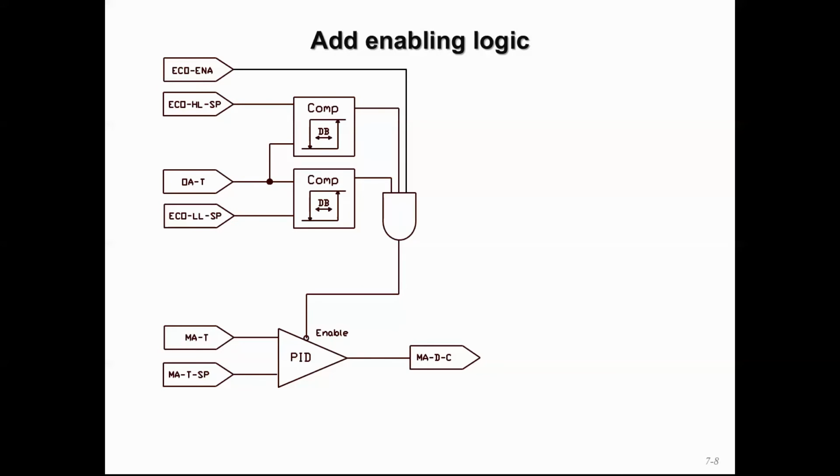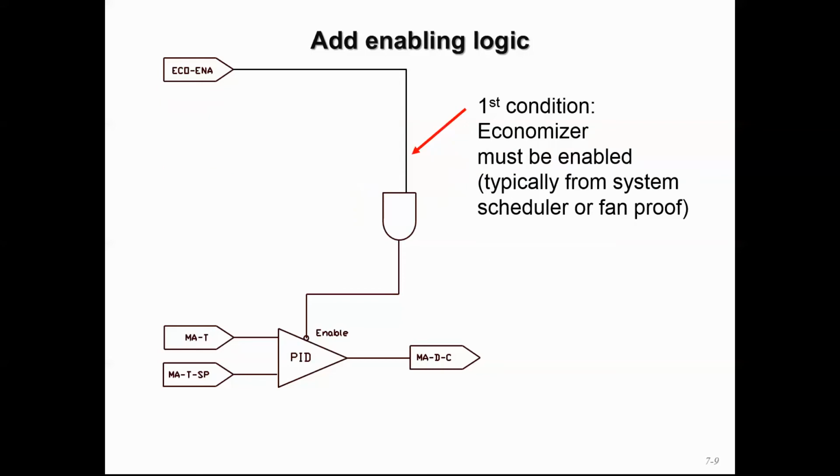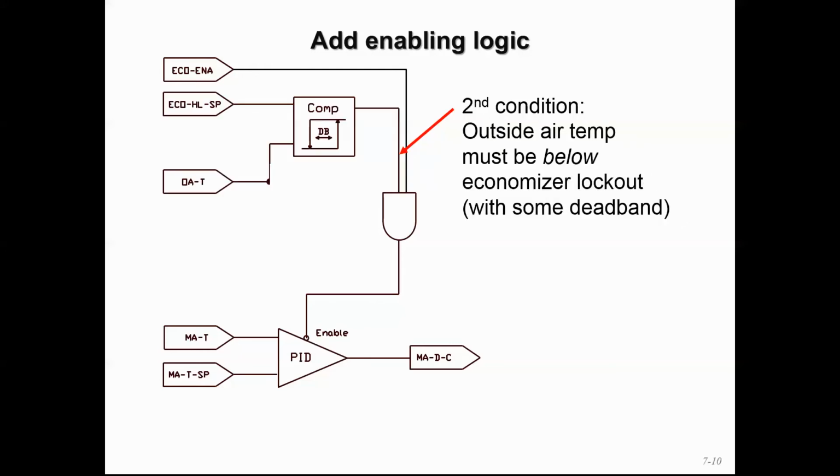On the top is where you have this enable sequence, and we can break that down. First we see this AND block, which is telling us that all of the conditions upstream of this block need to be met for it to pass a 1 and enable the PID loop. The first condition is this Economizer enable, which can be done a few different ways, but it's essentially being passed from some other control loop or signal that could be something like a system scheduler or something like a proof of supply fan status.